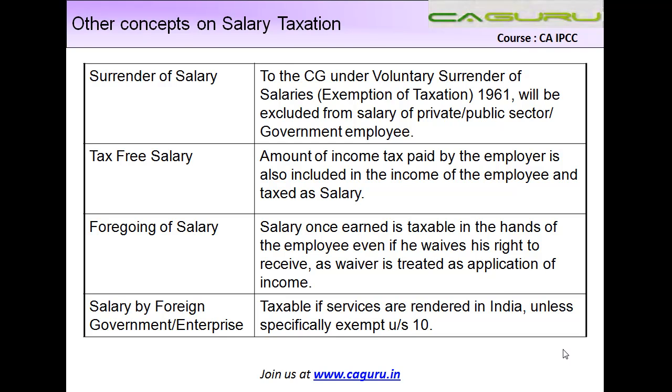So these were the 4 points which one needs to know. There is another thing relating to accrual of salary, but that I am going to take after I complete the chapter, because then you will be able to better correlate it.